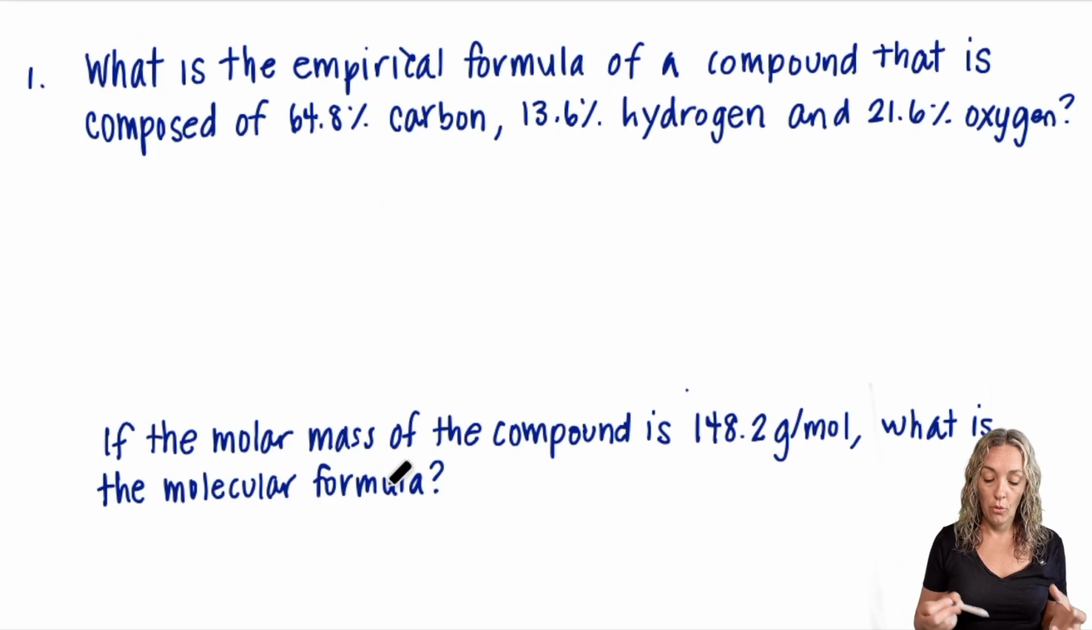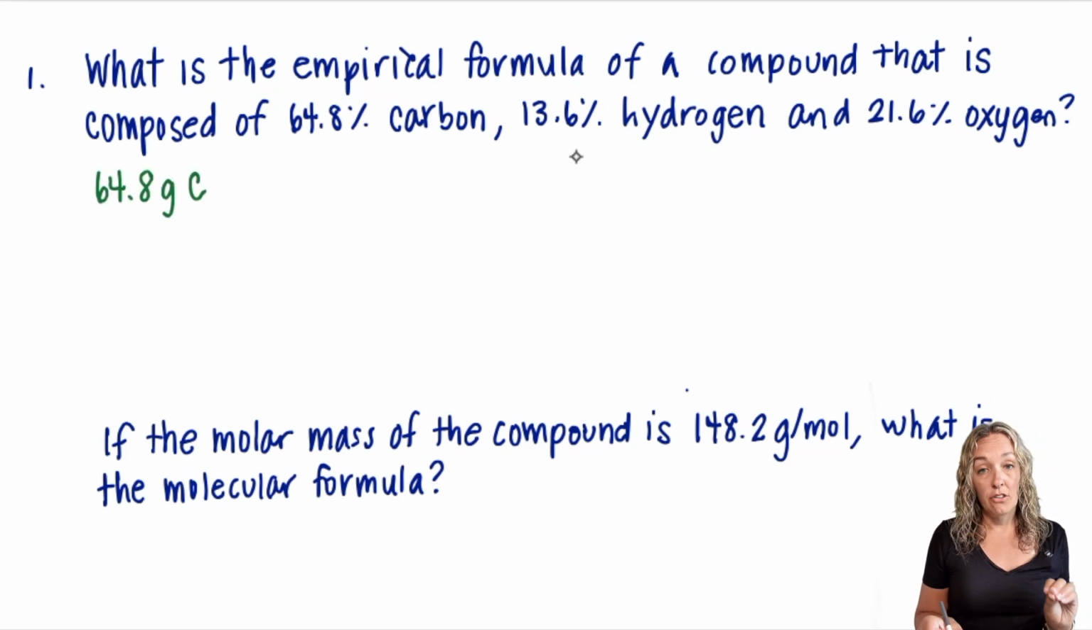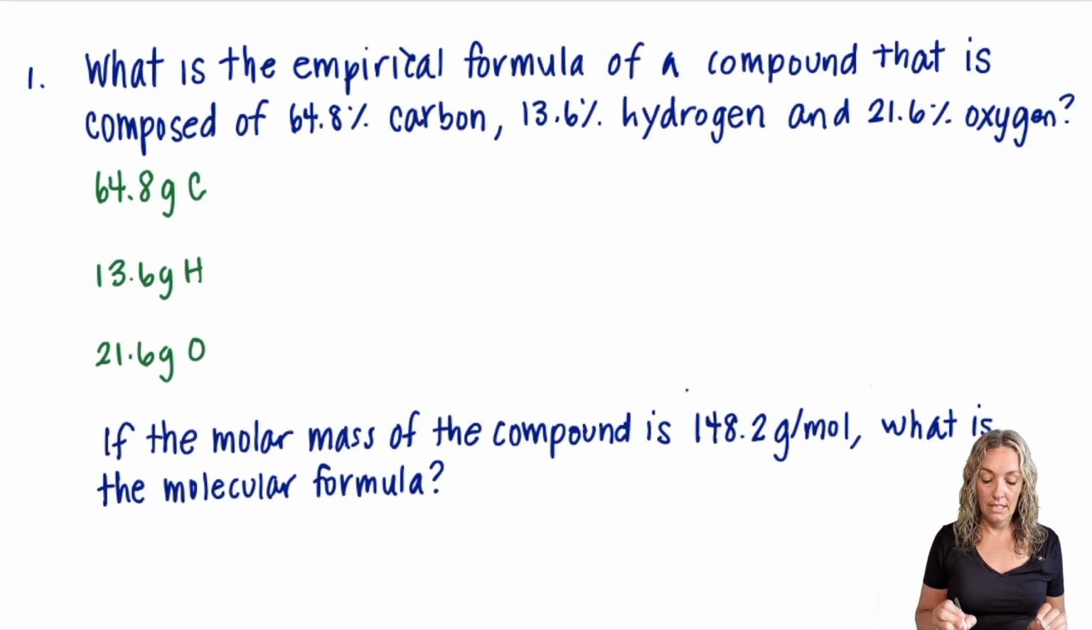Now, if we know that percents are always out of 100, we can assume that if our sample was 100 grams, 64.8 grams would be carbon. That means that 13.6 grams would be hydrogen and 21.6 grams would be oxygen. So again, when you're given percents, just assume that your sample size is 100 grams, and that will make things much easier.